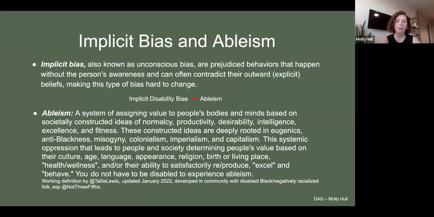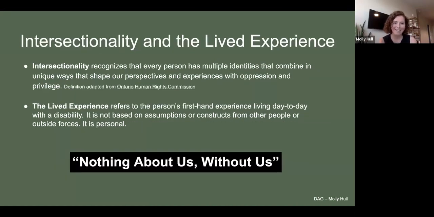This definition is directly linked to the disability justice movement that follows a cross-disability framework that values access, self-determination, and an expectation of difference. This expectation of difference means that we expect difference in disability, identity, and culture, centering diversity in disability and the lived experience. So intersectionality, right? It recognizes that every person has multiple identities that combine in unique ways that shape our perspectives and experiences with oppression and privilege.